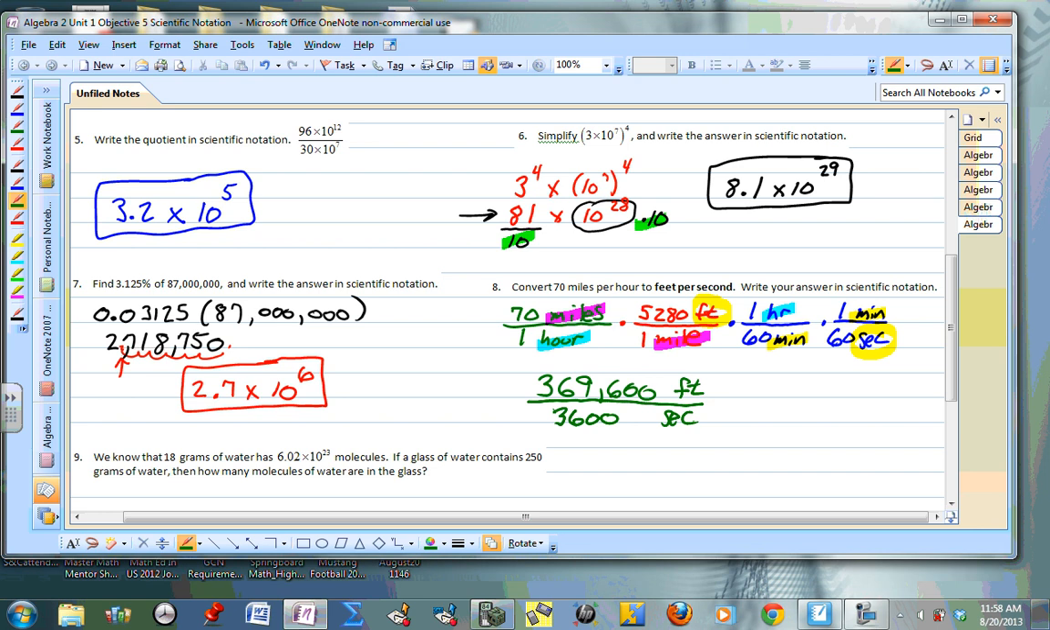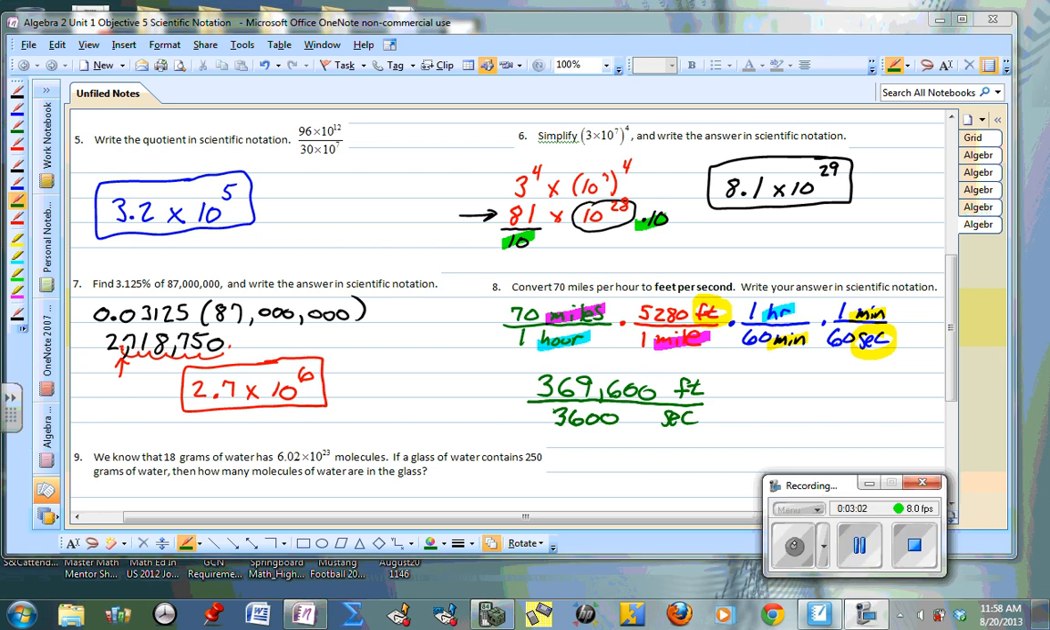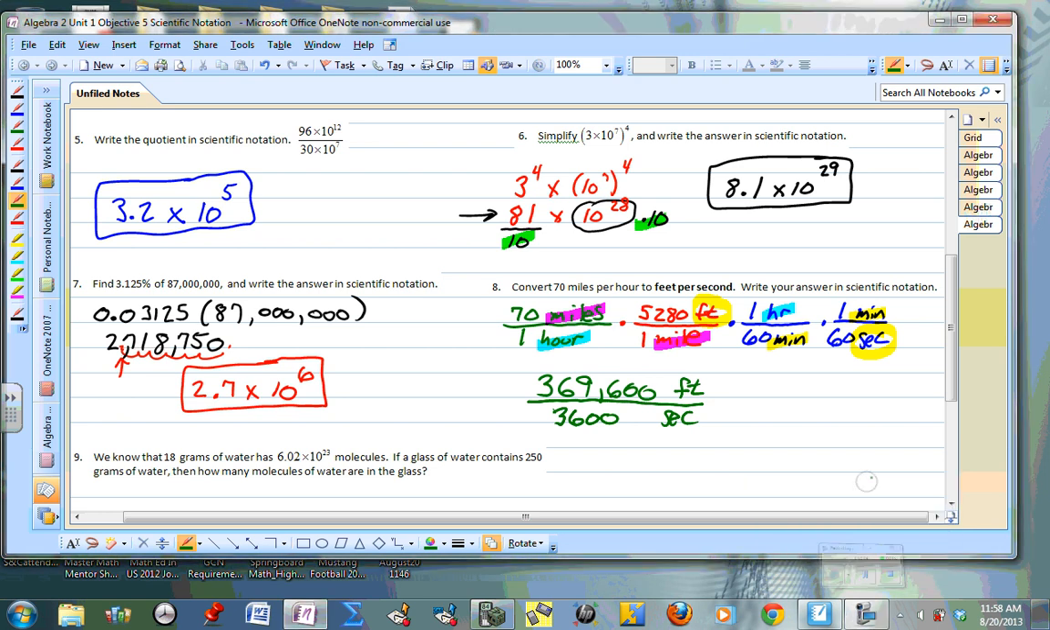Well, now let's do the division. Dividing these numbers will give us approximately 102.67 feet per second. So what this tells us is that a car traveling 70 miles per hour is going just over 102 feet every second.